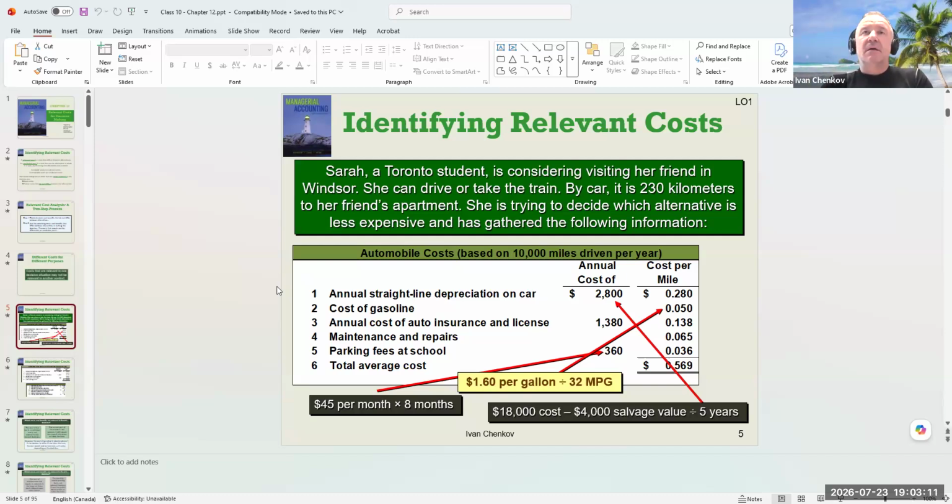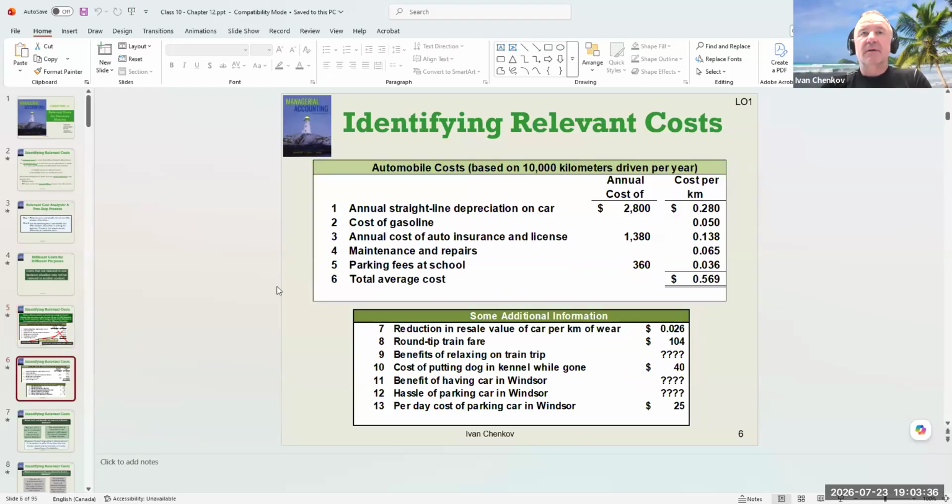This student paid $360 for the parking for the whole year. Is this relevant for our decision? No, it's not. It's a sunk cost. She already paid for it. It's irrelevant. Parking or not parking, it's there. So far we have those five costs. Let's see what else she prepared.